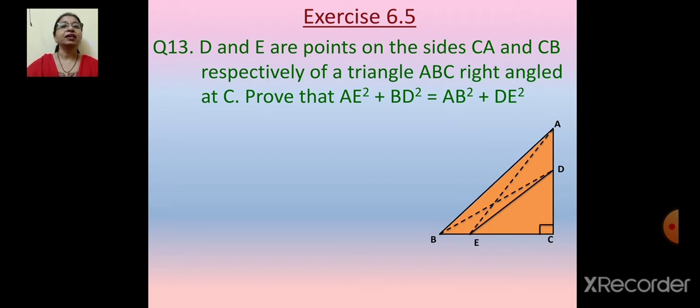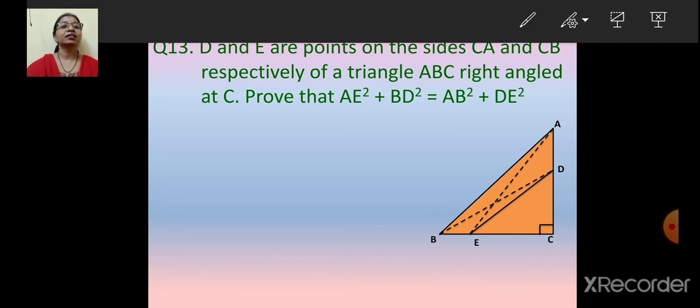D and E are points on the sides CA and CB respectively of a triangle ABC, right angled at vertex C. Look into the diagram. Prove that AE square plus BD square is equal to AB square plus DE square. So children, let us see how to prove this. Not very difficult. Wherever squares are there, you just have to apply Pythagoras theorem.